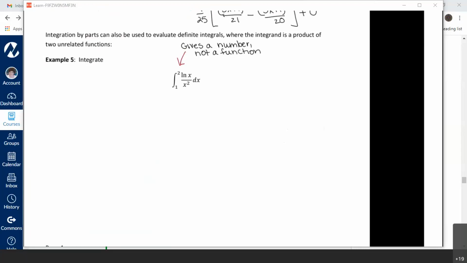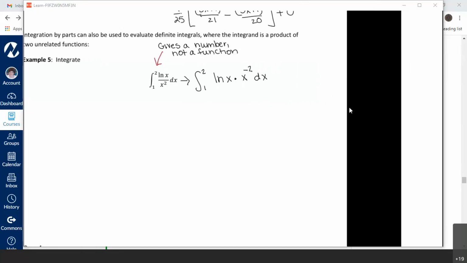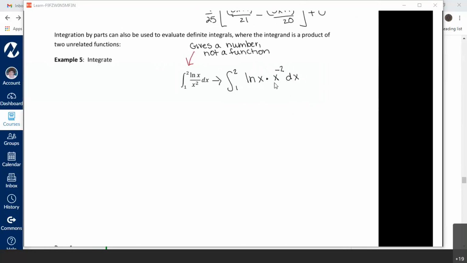But first, if you look at it, you can rewrite this as a product by bringing that x squared up like this: ln x times x to the minus 2 dx. Again, I have a single term in my denominator. Whenever you have that, you can always rewrite it with a negative exponent and create a product out of a quotient. We don't have any quotient rule for integration, so try to make products out of the integrands. There are two rules for integrating products: one is substitution and one is by parts.